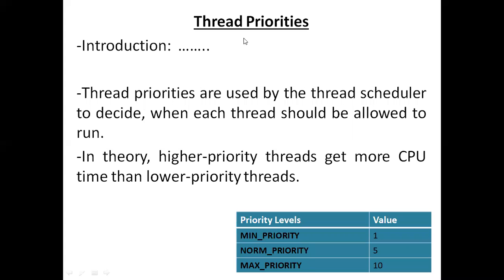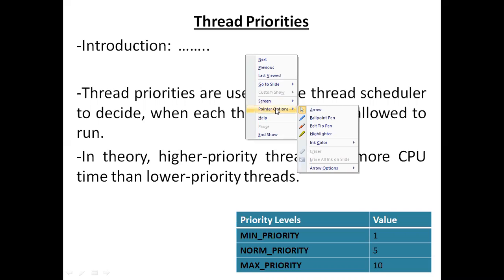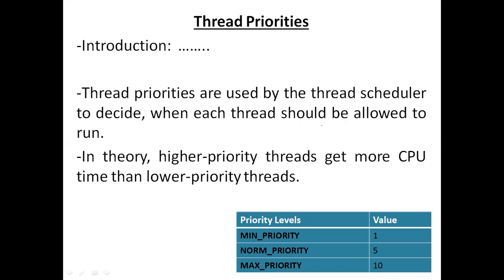Now we are going to discuss thread priorities. First of all, let's understand what these priorities are. Priorities are nothing but some integer numbers. So whenever a thread is created, that thread is going to get some number. That number is called a priority.